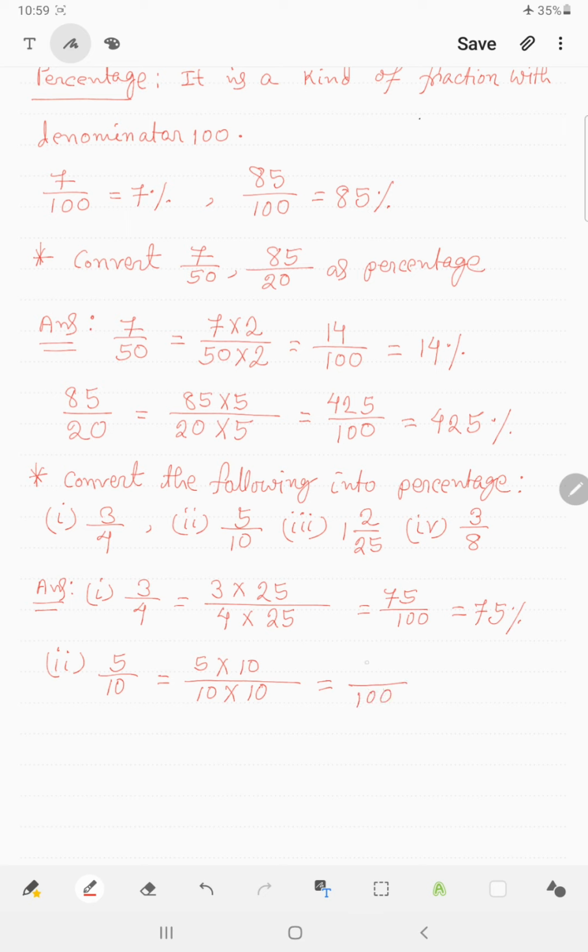So if you multiply this denominator by 10, then it is 100. So in the numerator you are getting 5 times 10 is 50. So the answer is equal to 50%.